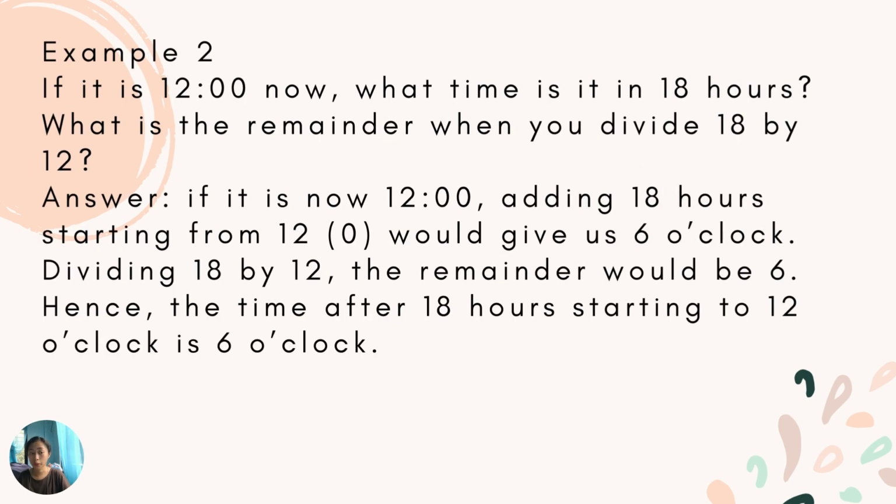So example 2, if it is 12 now, what time is it in 18 hours? So what is the remainder when you divide 18 by 12? Answer: if it is now 12, adding 18 hours starting from 12 would give us 6 o'clock. Dividing 18 by 12, the remainder would be 6, and hence the time after 18 hours starting from 12 o'clock is 6 o'clock.